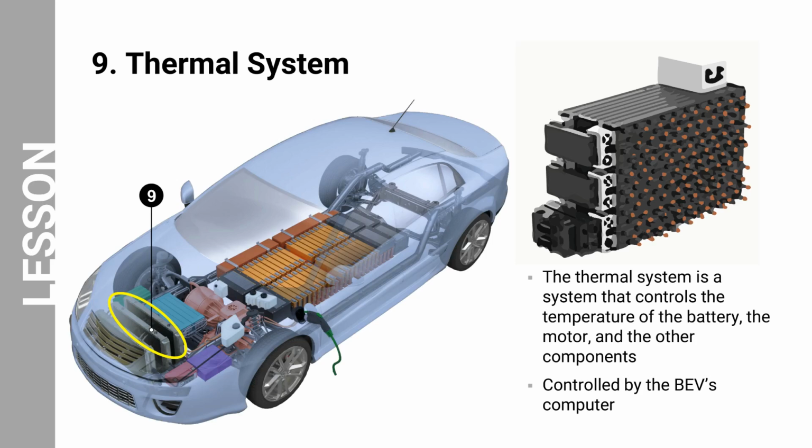The heat exchanger is a device that transfers heat from the coolant to the ambient air, typically 78% nitrogen and 21% oxygen. The pump circulates the coolant through the thermal system. The sensors monitor the temperature of the battery, motor, and other components. The thermal system is controlled by the BEV's computer. The computer monitors the temperature of the battery, motor, and other components. If the temperature gets too high, the computer will activate the cooling system to remove heat. If the temperature gets too low, the computer will shut down the cooling system to prevent the battery from freezing. Without a properly functioning thermal system, the vehicle could overheat or freeze, which could damage the battery or other components.